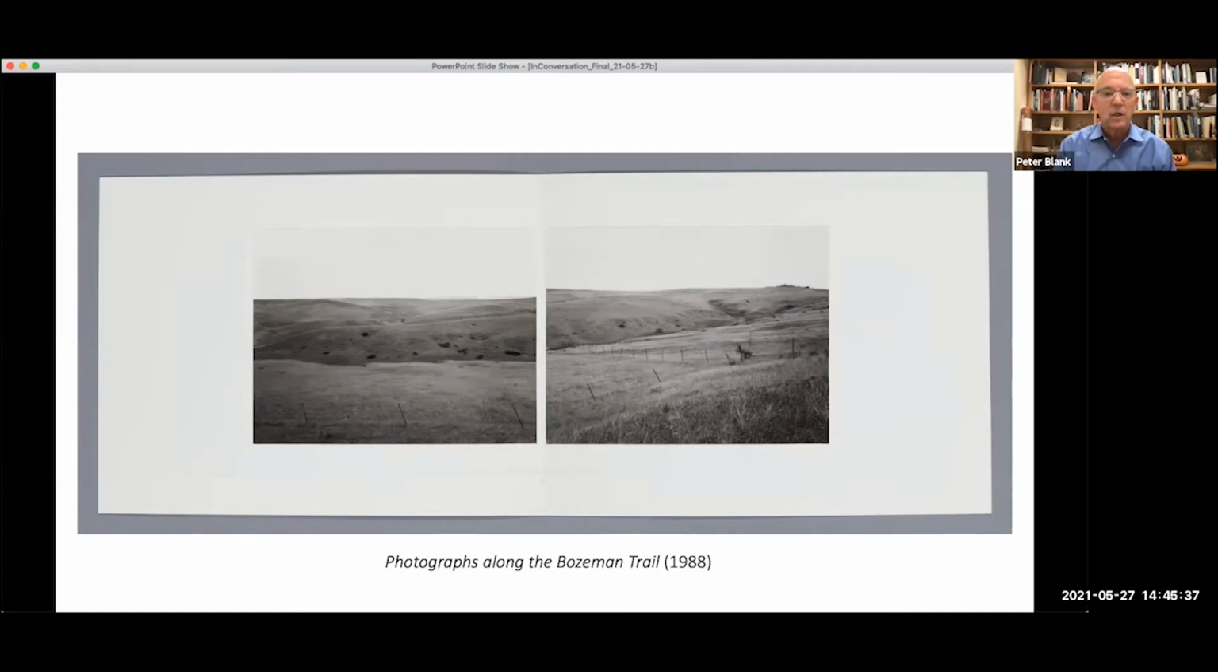This is a diptych from the Photographs along the Bozeman Trail portfolio from 1988, which was an early and foundational project for Mark, incorporating maps and penciled-in captions. And I think one thing we might want to get back into is the volume of information that's in Mark's photographs compared to the sort of absence, one might say, of volume, in terms of sound almost, and what they actually reveal to us. And so one question I will have for Mark is, how do we get into this work?